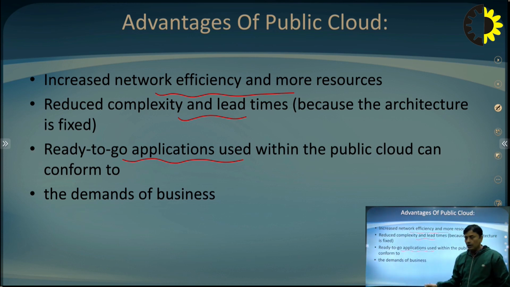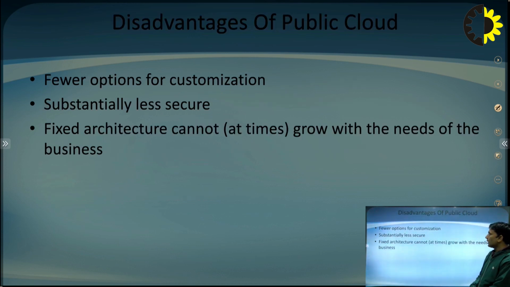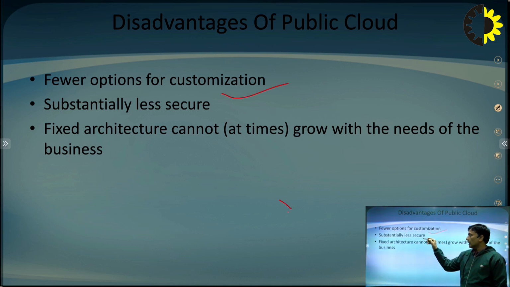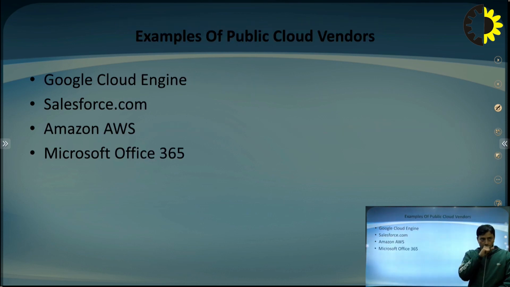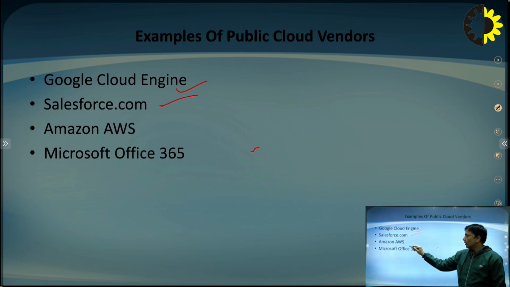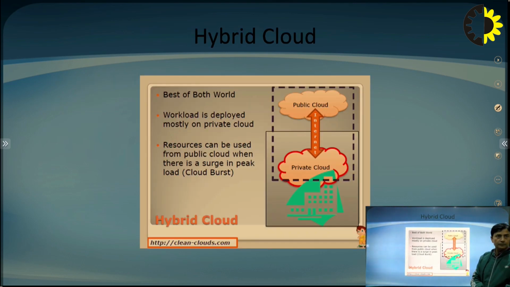Okay, the demand of business. Disadvantages: fewer options for customization, substantially less secure, and a fixed architecture that cannot grow with the needs of the business. Examples of public cloud vendors: Google Cloud Engine, Salesforce, Amazon AWS, Microsoft Office 365.